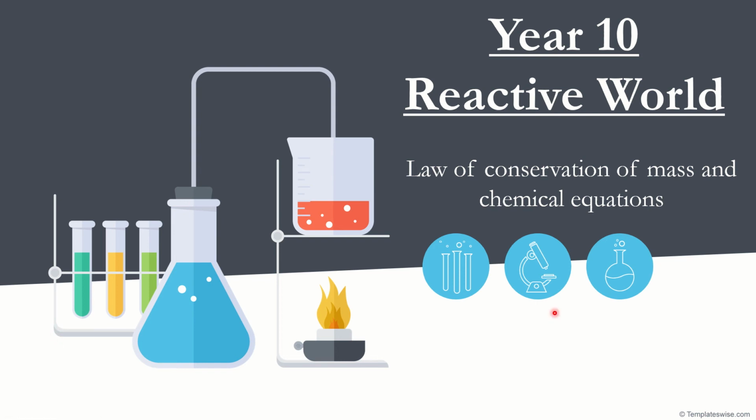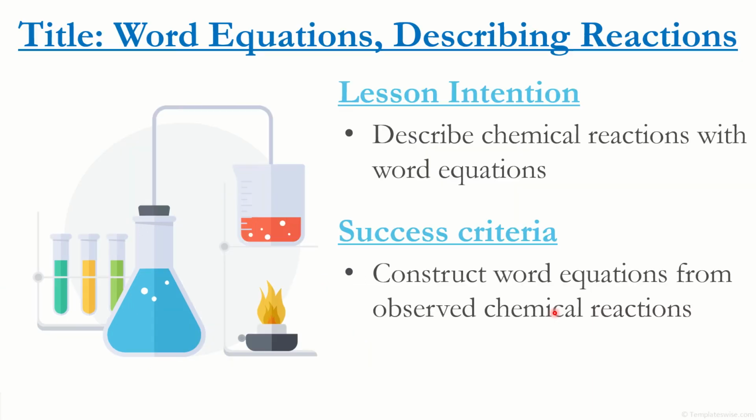Today we're going to be looking at word equations and how to describe chemical reactions. So our intention is to write word equations for various types of chemical reactions. So you need to learn how to do that. The success criteria for this lesson is just being able to construct word equations for the observed chemical reactions.